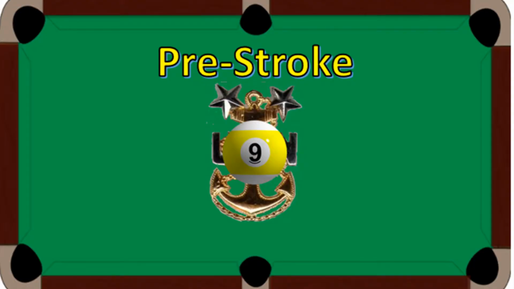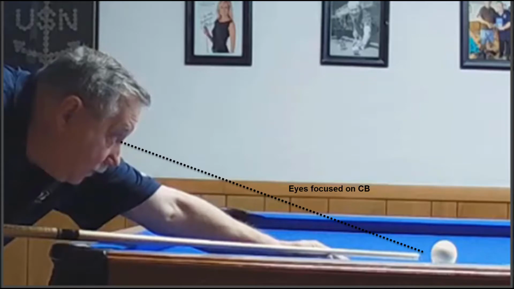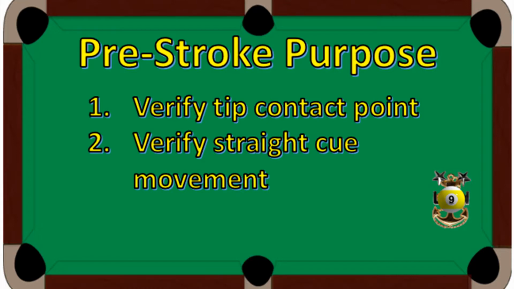You are now in the set position as described earlier, ready to take pre-strokes. Your eyes should be focused on the cue ball to ensure the tip is at the exact contact point. There are 2 purposes of the pre-stroke. 1, to ensure the tip of the cue will strike the cue ball precisely as intended. And 2, to ensure the cue is delivered straight along the shot line.